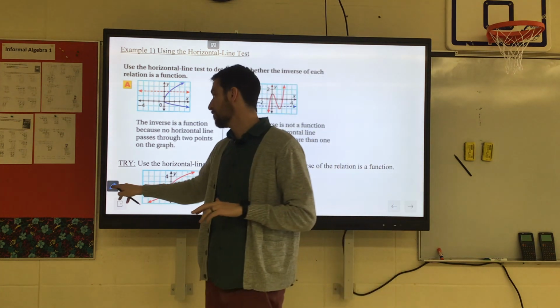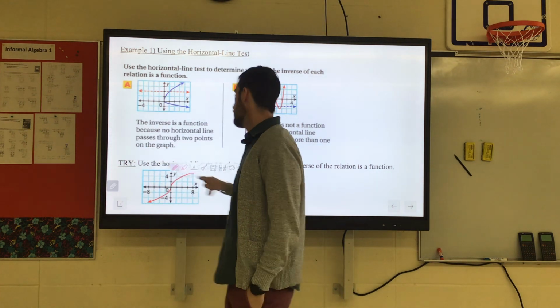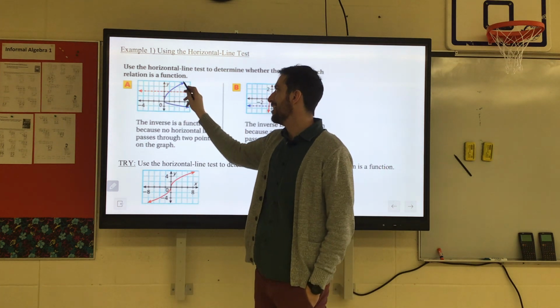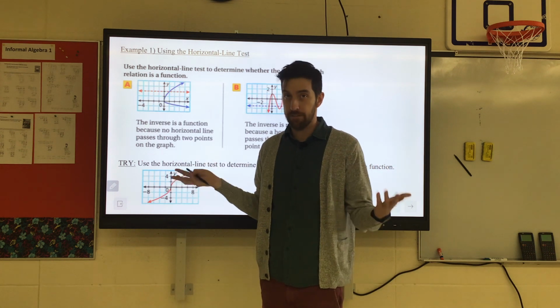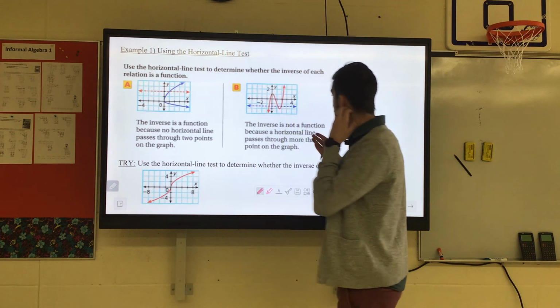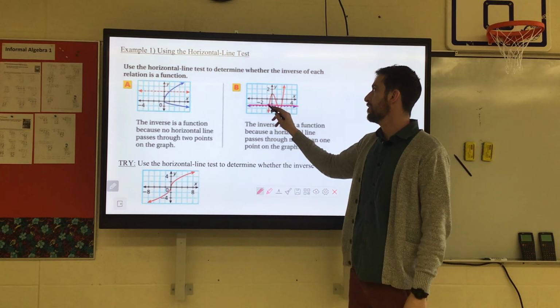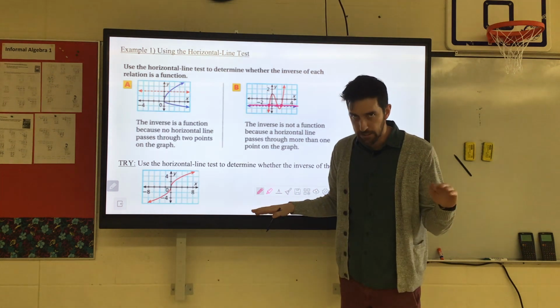So let's see the ones we got here. If you look at A, and it's kind of already done, you can't draw a horizontal line and have it hit that graphed line more than once. So that means the inverse would be a function. If you look at B, if you drew a horizontal line, it hits through here more than one time, which means its inverse is not a function.